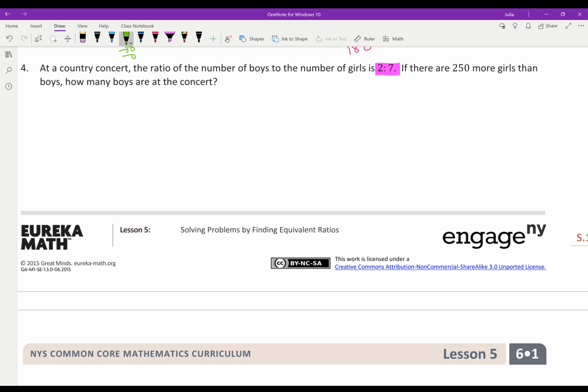So we have a ratio 2 to 7, where our 2 is talking about our boys and our 7 is talking about our girls, right? So that's our original scenario. But now let's look and see what kind of scenario we're given in our second piece of information. So we're given in our second piece of information that there are 250 more girls.